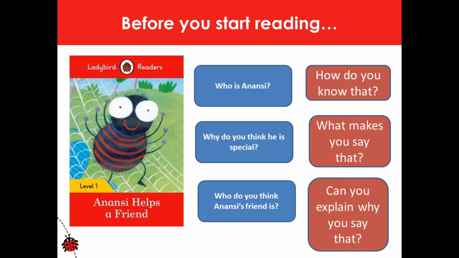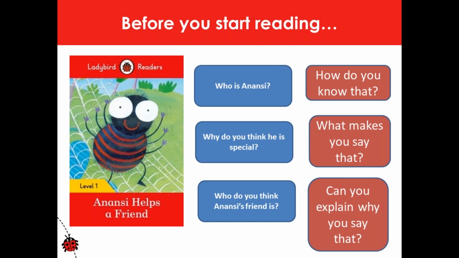It might be anything from how many legs does he have? So you can use it to teach numbers. How many legs does he have? How many eyes? How many mouths does he have? You could then also ask the children what he's sitting on, and then use that to explain exactly what a web is and what a spider is. And then also ask them some questions to think a little bit more about their critical thinking.